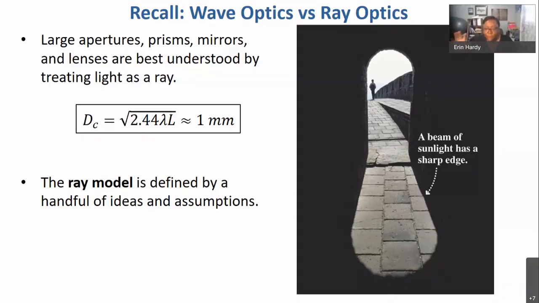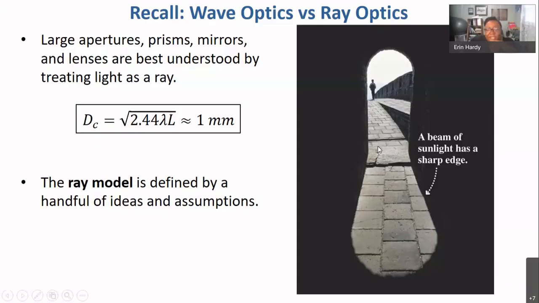So the determination you would want to make, if you were trying to decide whether it makes most sense to apply the wave model or the ray model to a scenario, has to do with the relative size of the aperture compared to the wavelength of the light that's going through it. In this case, this doorway is physically much, much, much larger than the wavelength of any of the visible light that we are detecting in this image.